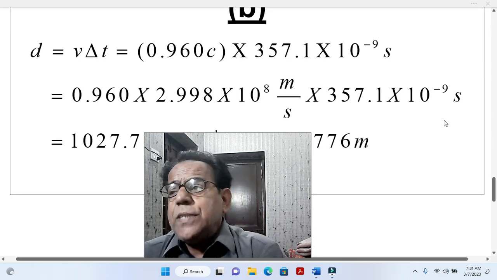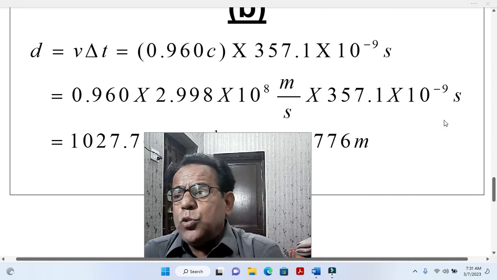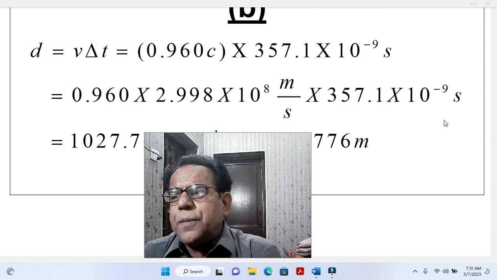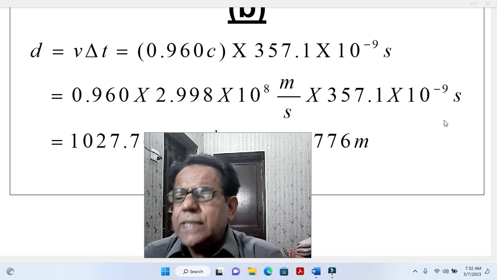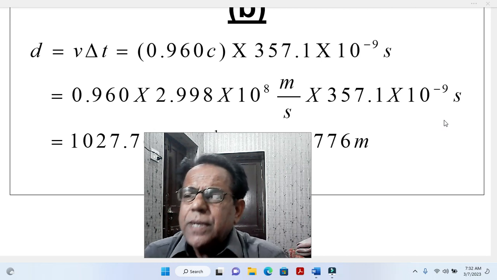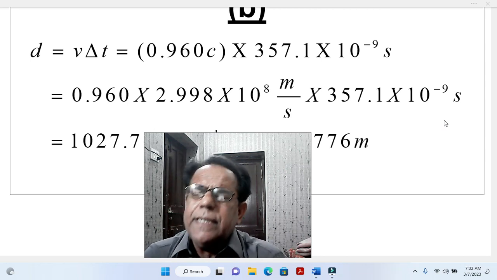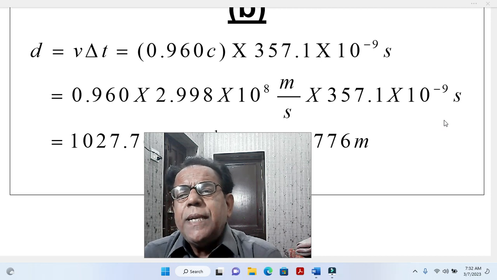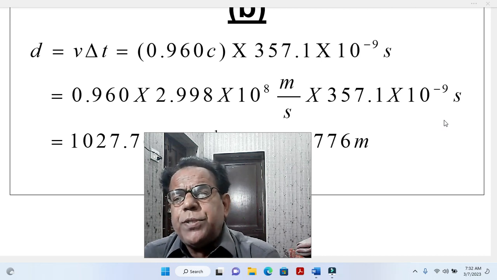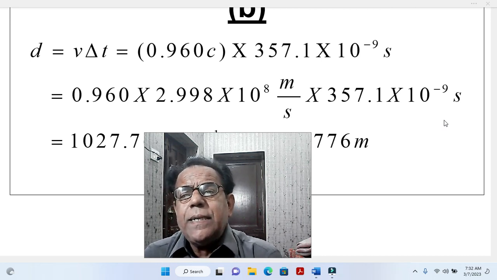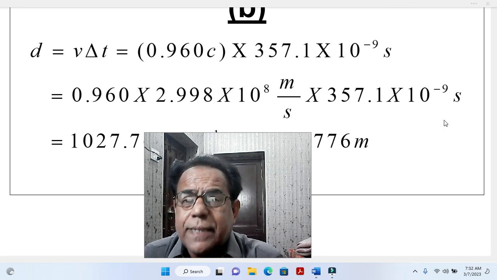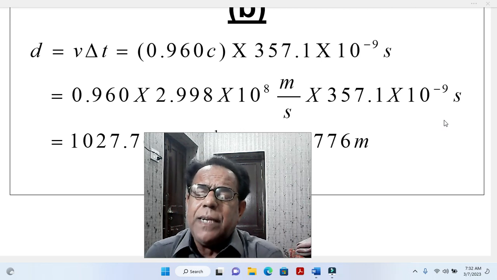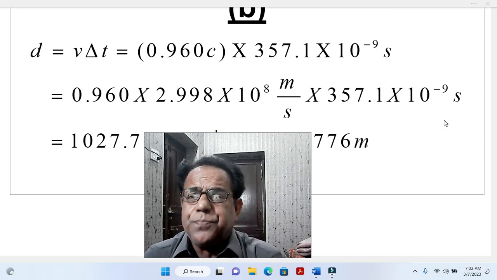Dear students, we used the equation in earlier classes, S equal to Vt, where S is the distance, V is the speed, the velocity, and T is the time. So here in place of S we have used D, and in place of T we have used delta T. Delta always represents change.